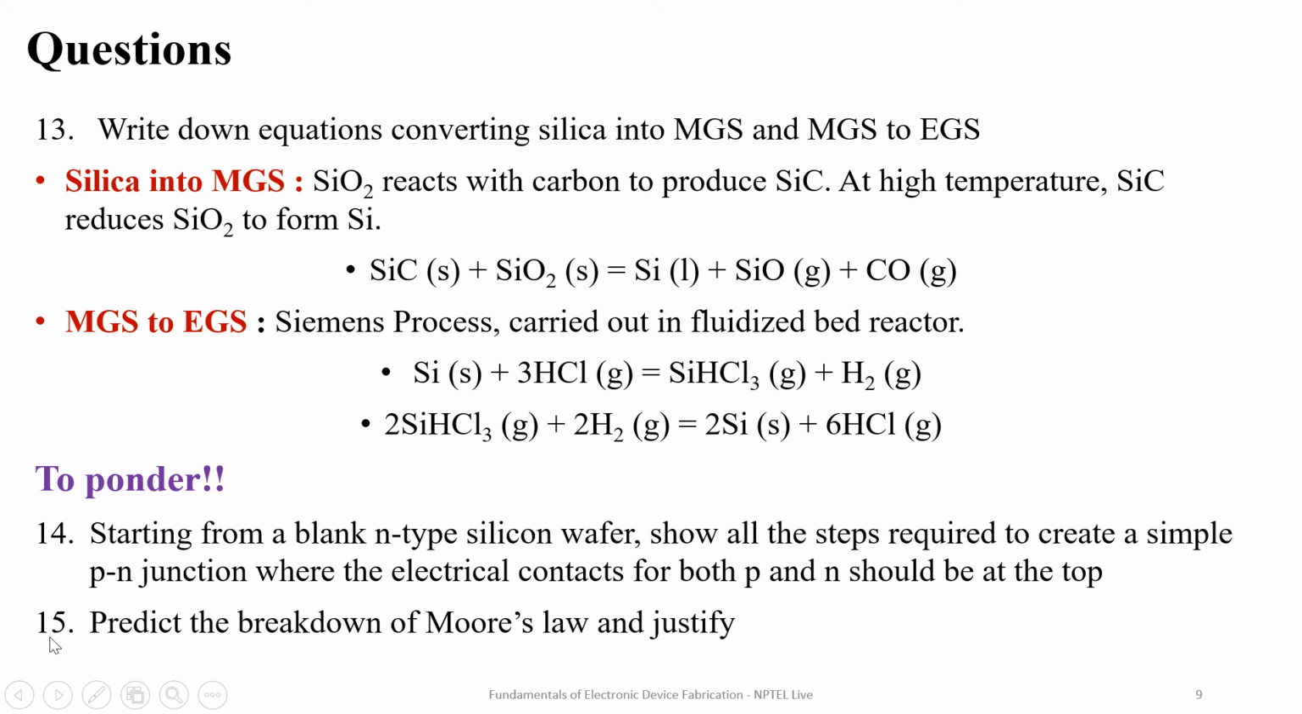Next is question number 15. Predict the breakdown of Moore's law and justify. Moore's law, as we have already said, predicted that every 2 years the number of transistors on an IC will double. But it cannot go on indefinitely, right?